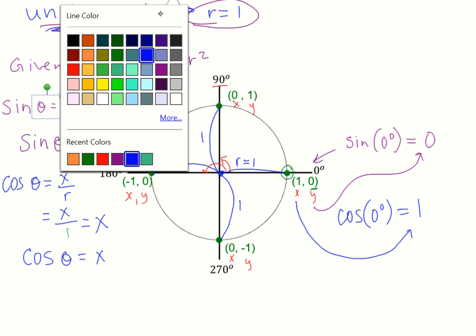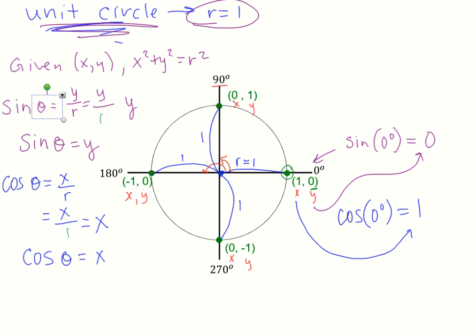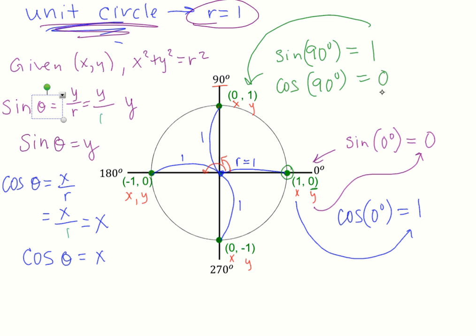Okay, let's move up here to 90 degrees. Okay, x is 0, y is 1. That means the sine of 90 is y, so it's 1. Cosine of 90, the x is 0, so it's 0. It is all about these values right here.